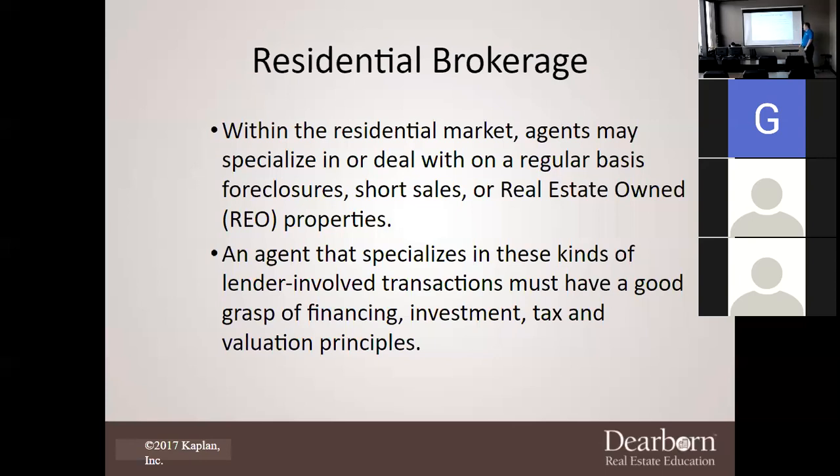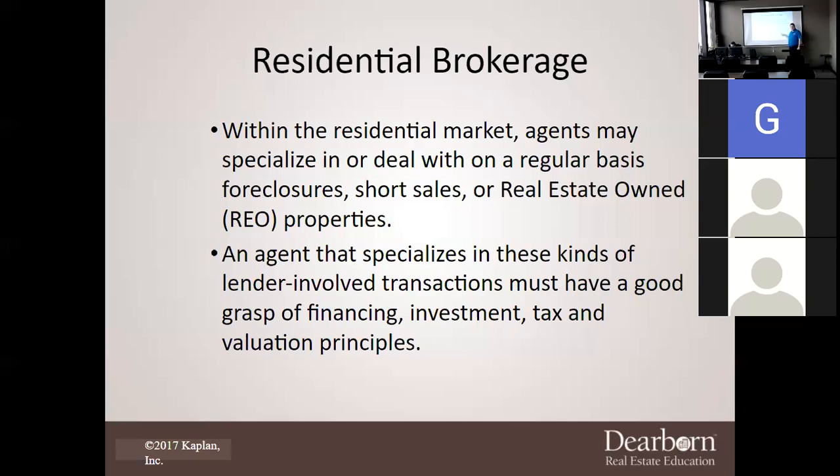But one of the key things is you have to have a grasp of financing, investment, tax, and valuation principles. Does this mean, Aiden, since we're talking about financing, investments, and tax, that you're a CFP, a Certified Financial Planner? No. And you can't just start giving financial advice and tax advice. And while we're at it, let's throw in some legal advice. What do you think about that? Definitely not legal advice.